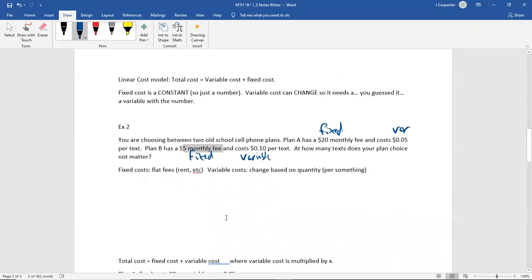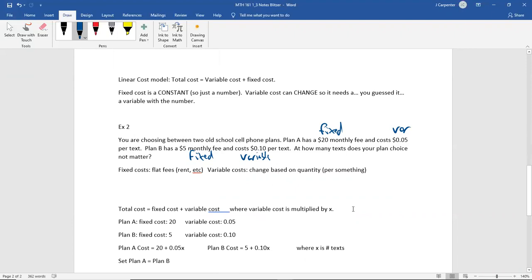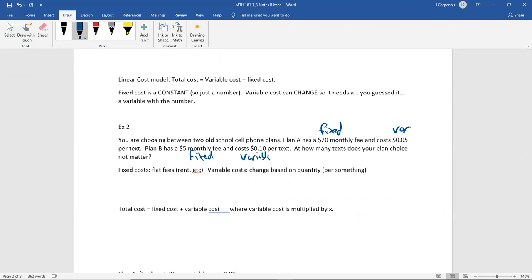All right. So our total cost is our fixed cost plus our variable cost. Total cost is the sum of a fixed cost plus a variable cost. Again, literally the same thing here. I wrote the fixed and variable in a different order. That doesn't matter. You can say variable plus fixed. You can say fixed plus variable. That's why I did that. Where again, a variable cost is going to have to be multiplied by an x.